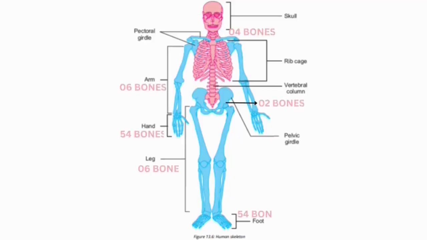As shown in the diagram, the pectoral girdle or shoulder girdle consists of 4 bones, 2 on each side. Arms have 6 bones, 3 in each arm. Legs have 6 bones, 3 on each side. And the pelvic girdle consists of 2 bones.